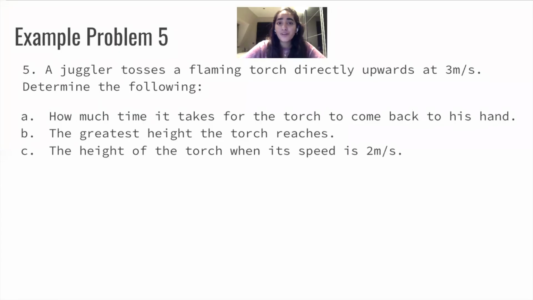So now we're going to be starting off our last problem, and that is that a juggler tosses a flame torch directly upwards at 3 meters per second. Now we're going to determine the following: the amount of time it takes for the torch to come back to the juggler's hand, the greatest height that the torch reaches, and the height of the torch at a speed of 2 meters per second. So pause the video and try to give this problem a shot.